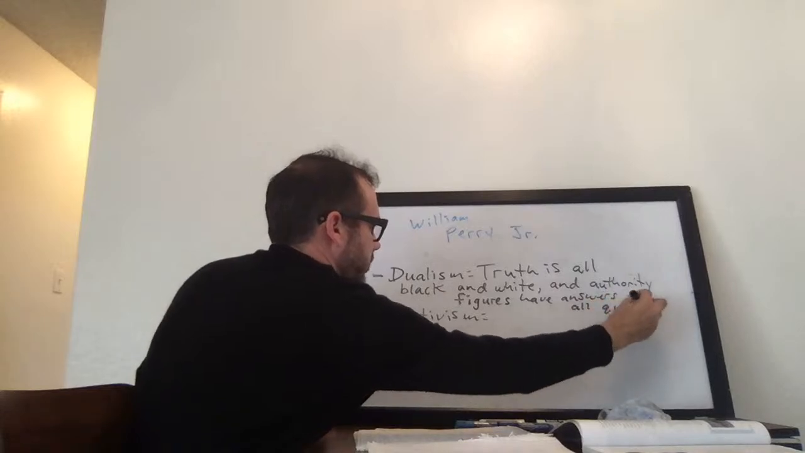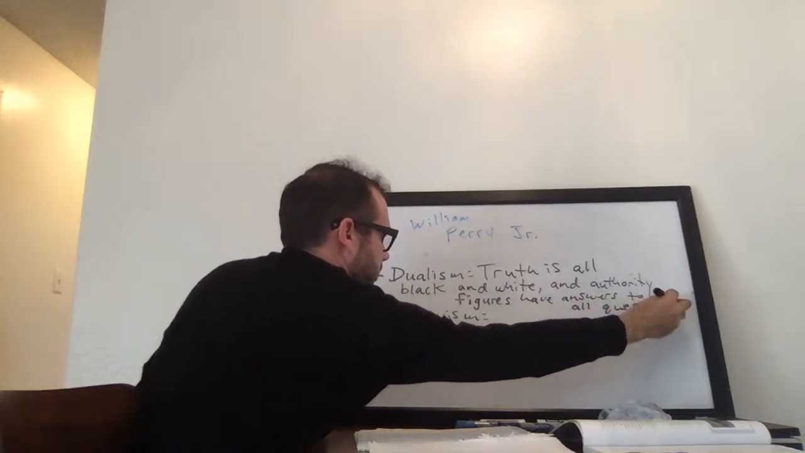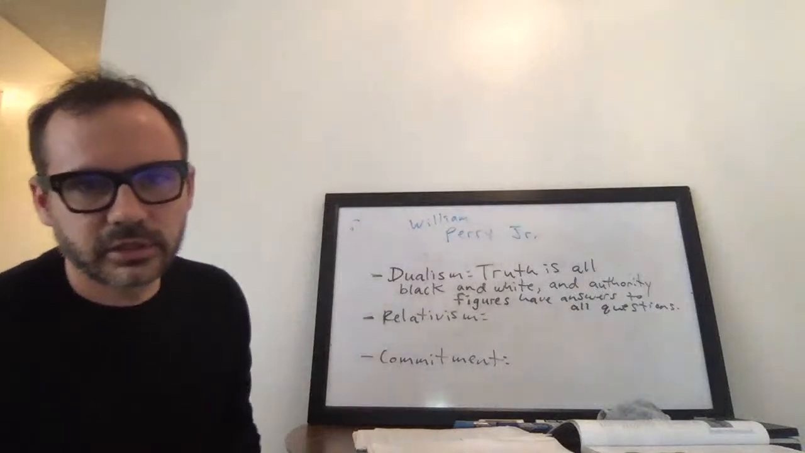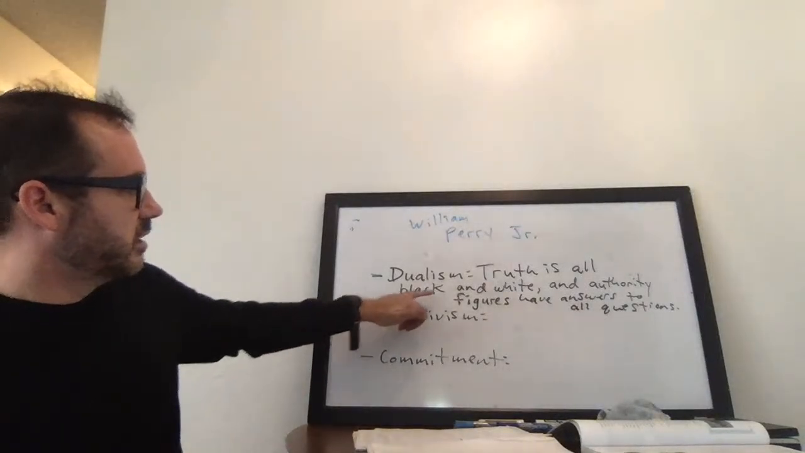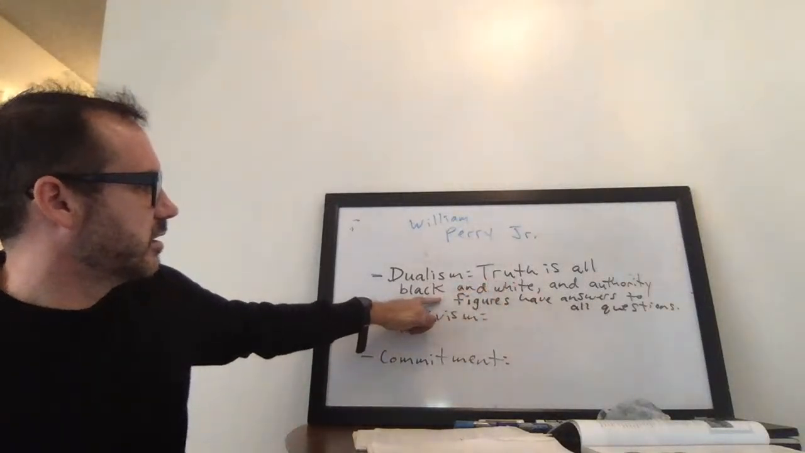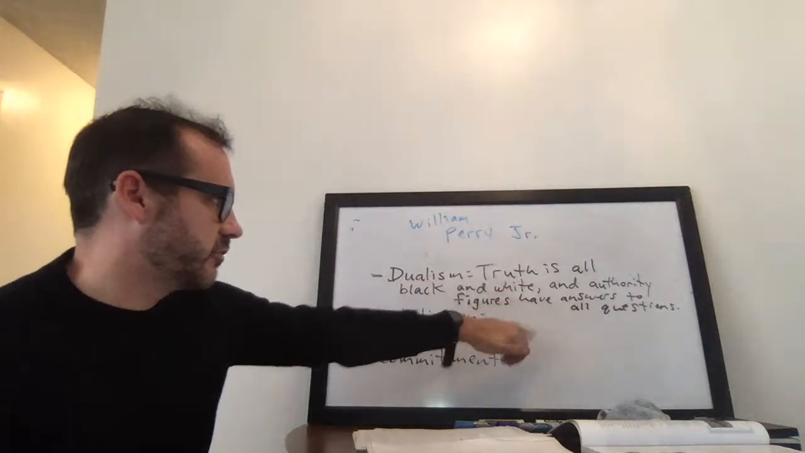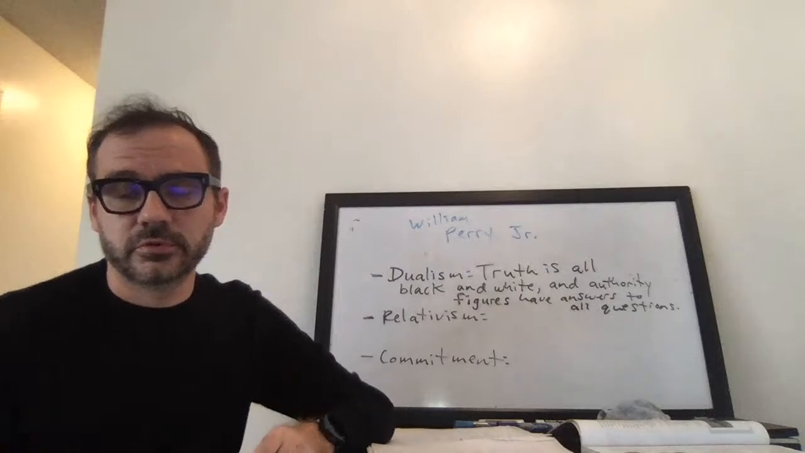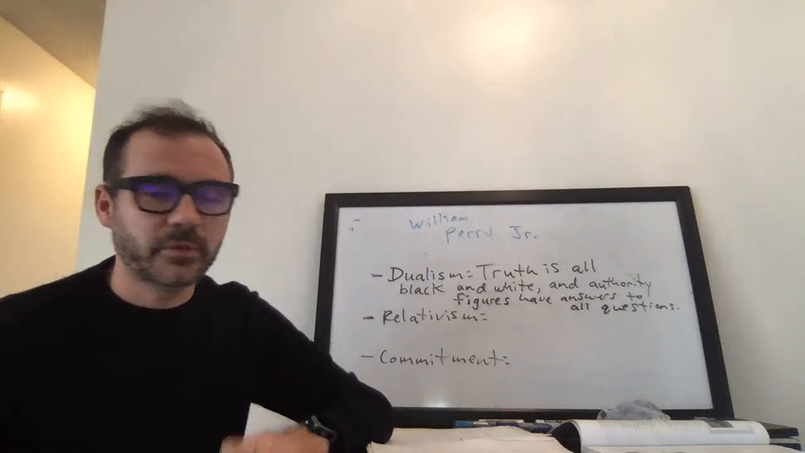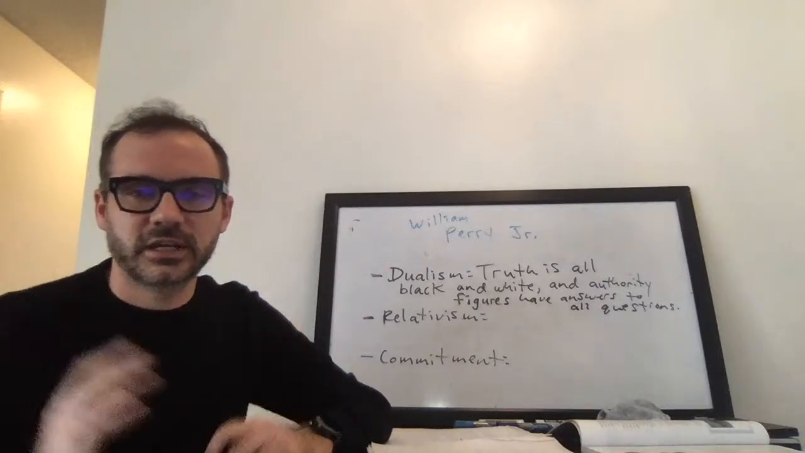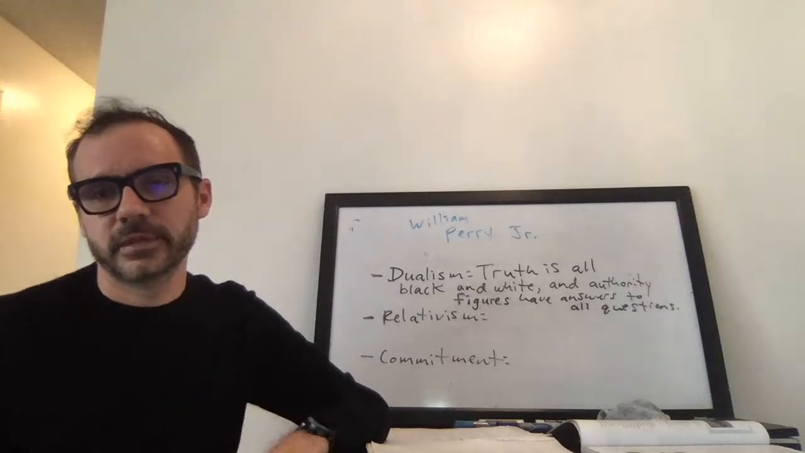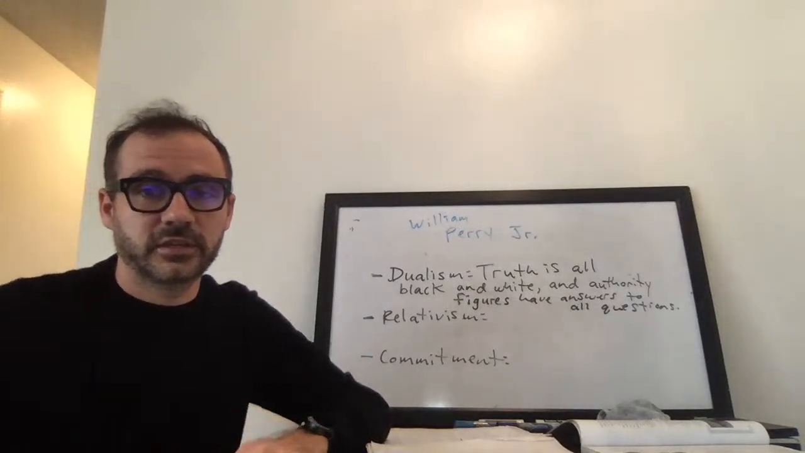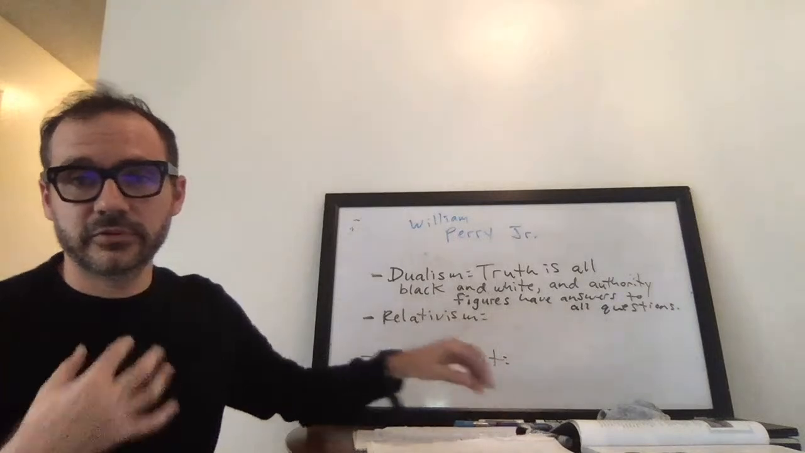So let me write it one time, then discuss. It may be a little small, but what it says, I'll read. Truth is all black and white, and authority figures have answers to all the questions. So when one is a dualist, like a little child, for example, they believe my mom and dad and my teachers and the books that I read, they know everything. I don't know anything, they know everything. So all I have to do is just listen to them and they'll inform me of the facts.